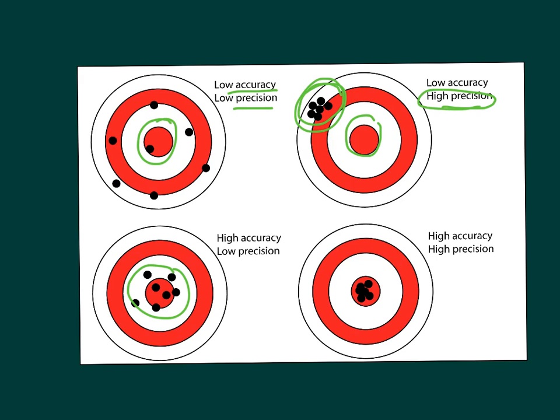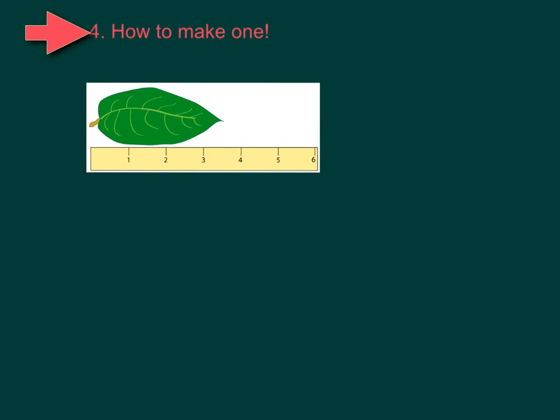Here, you're pretty close to the bullseye, but your grouping isn't really close together. So you're pretty accurate because you're really close to the bullseye, but your arrows didn't all hit in the same spot. And then, of course, here you've got both accuracy and precision because you hit the bullseye and your grouping is really tight.